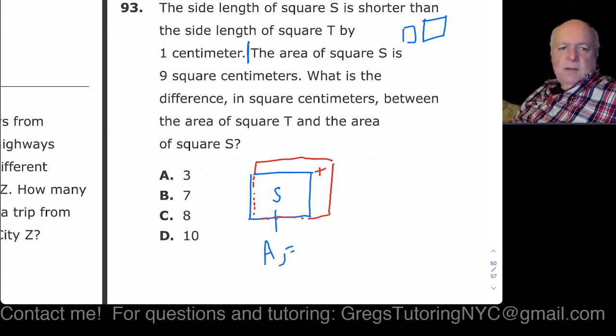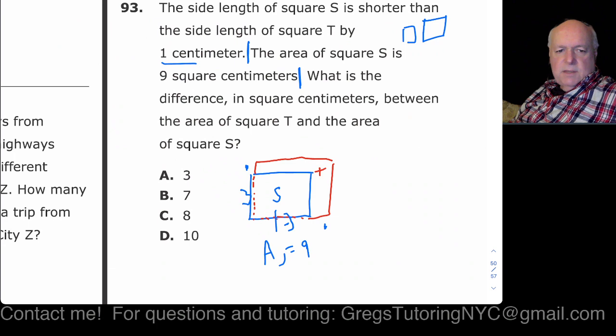Okay, so we could kind of really stop there and say, oh, the side length here must be 3, and the side length here must be 3. Okay, so it says, what is the difference in square centimeters between the area of square T and the area of square S? Well, there's one more thing we left out, which is that the side length of square T is longer by 1 centimeter. All right, so that means this is 1, and this over here is 1 as well.